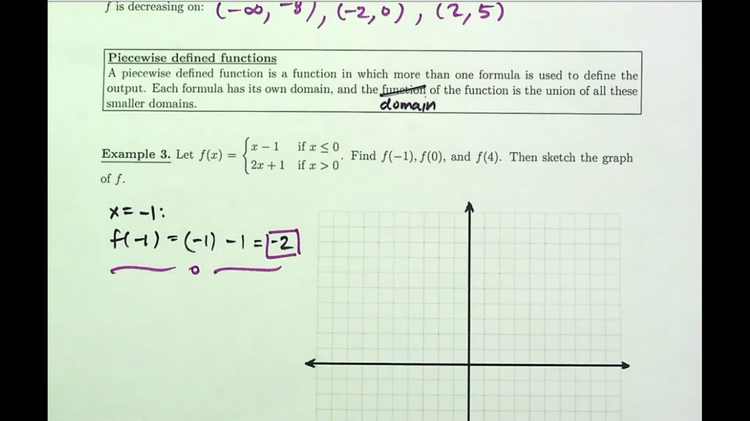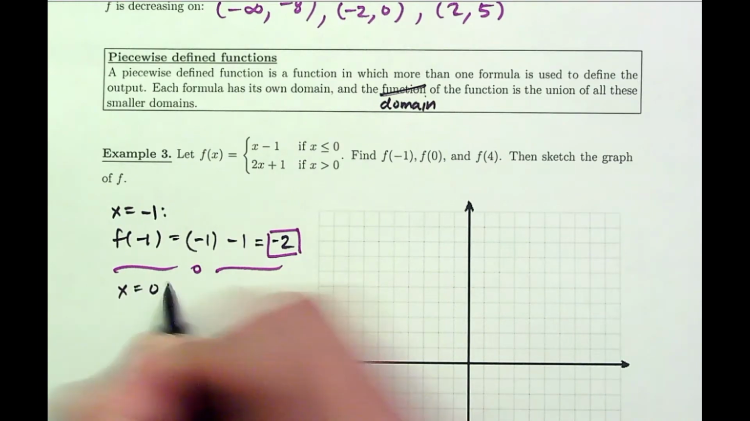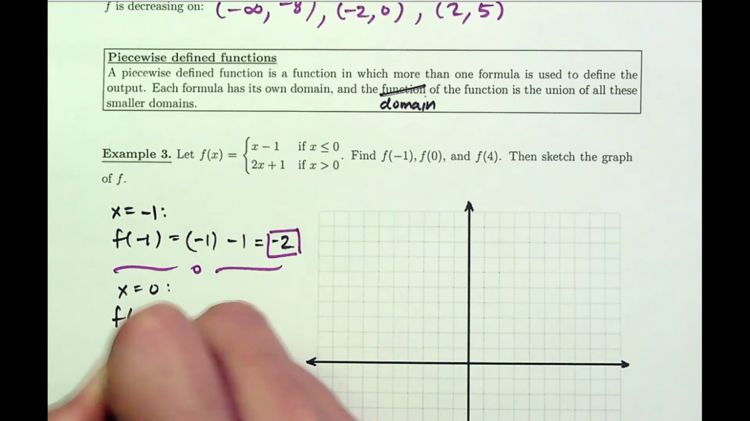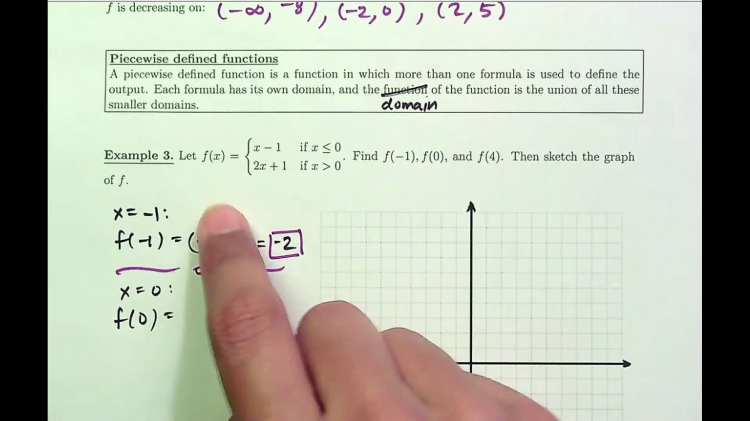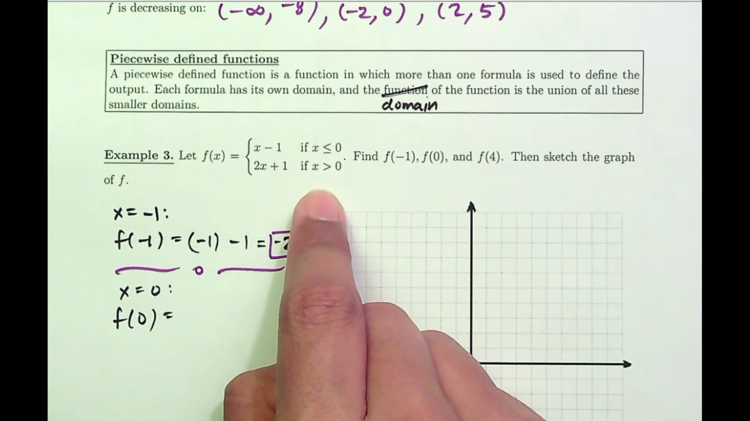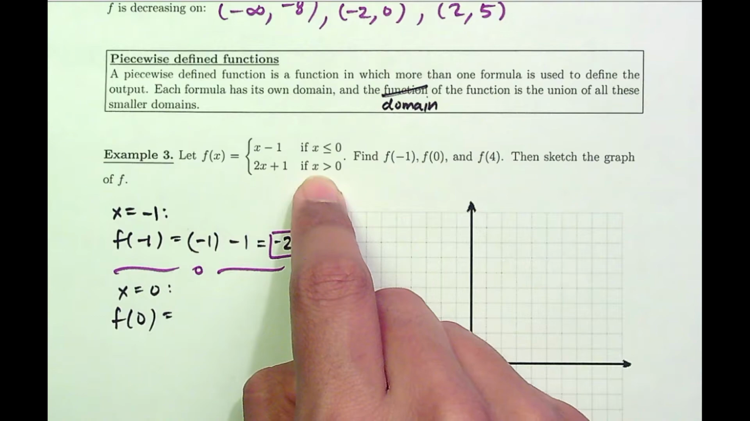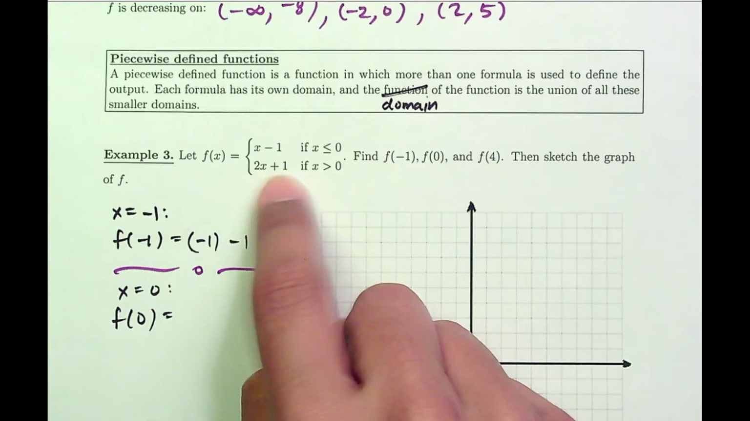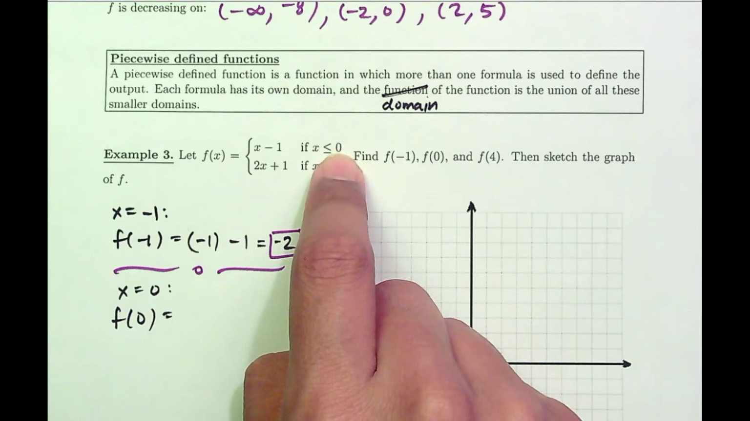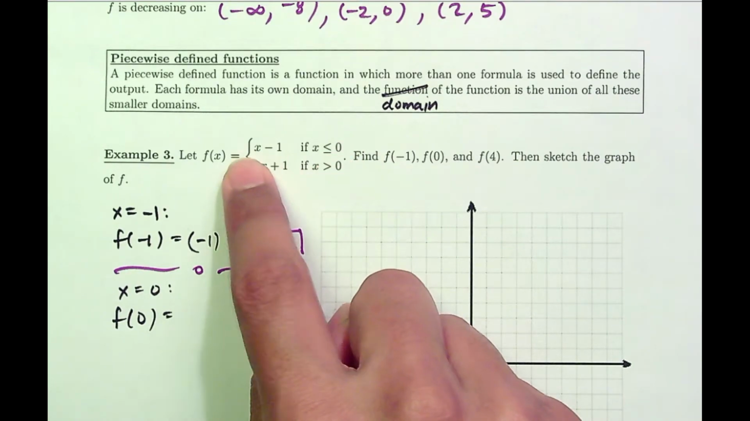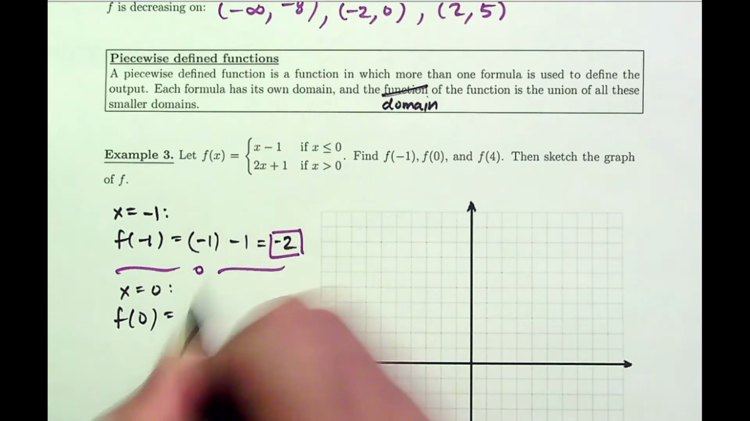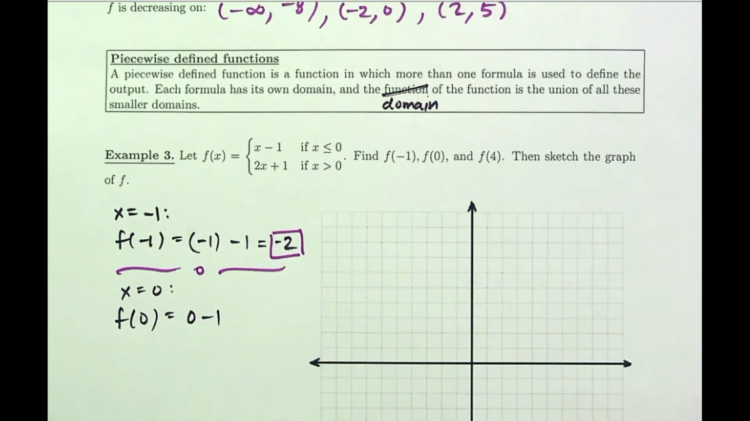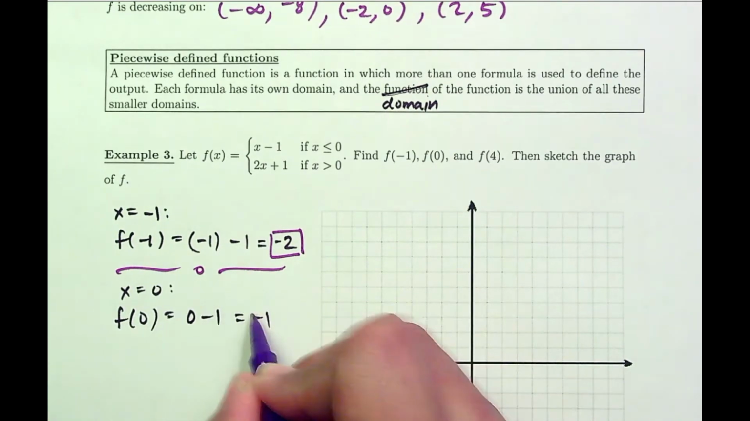Now let's figure out what is the output of x equals 0. So plugging in x equals 0 in f. Again, you have to ask yourself, which of these two conditions does 0 satisfy? Is 0 bigger than 0? No. So that means it's not the bottom. Is 0 less than or equal to 0? Yes. So that means, again, we're going to use the top formula. So I'm going to plug in 0 in the top formula. So that means instead of x minus 1 it is 0 minus 1. And 0 minus 1 is -1, simplifying. So f of 0 is -1.